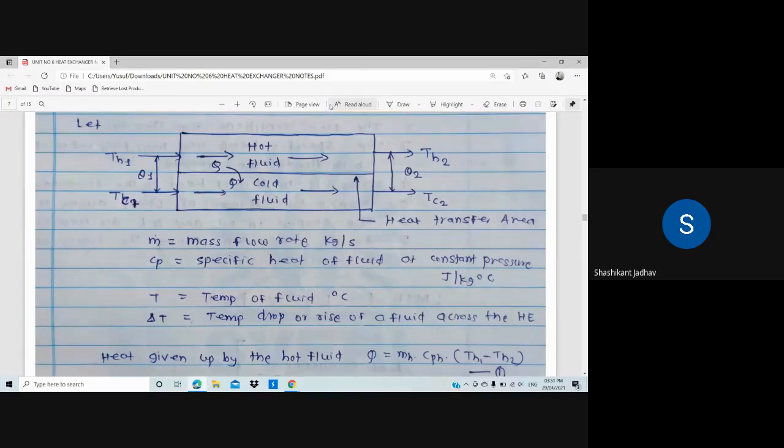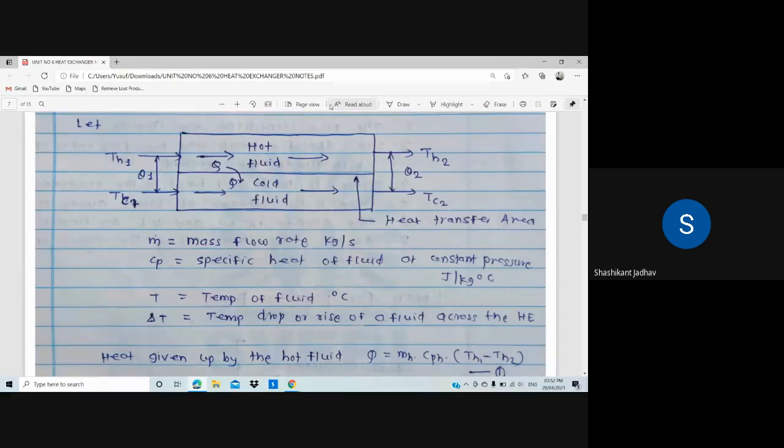Okay. So this is the diagram for the analysis; we are considering one diagram. In one compartment hot fluid is moving, and in the other compartment cold fluid is moving. What is the inlet temperature of the hot fluid? That is TH1. And the outlet temperature of the hot fluid? That is TH2. The inlet temperature of the cold fluid is TC1, and the outlet temperature of the cold fluid is TC2. Okay, so all of you draw this diagram.